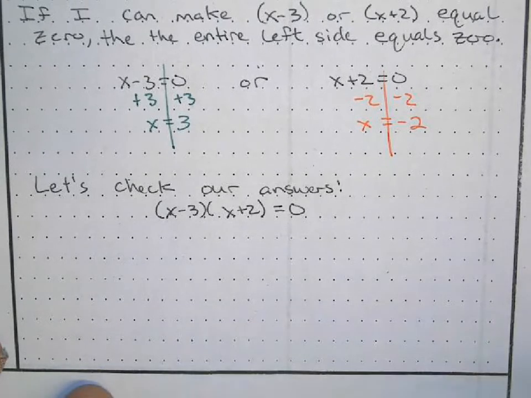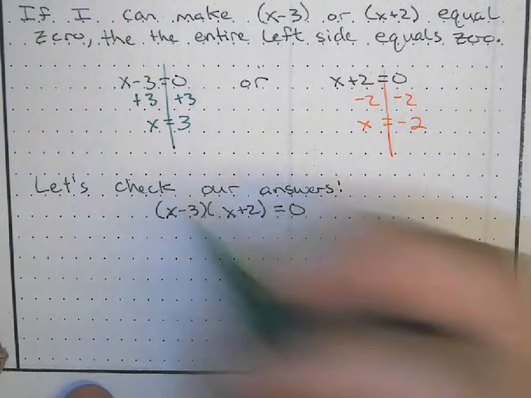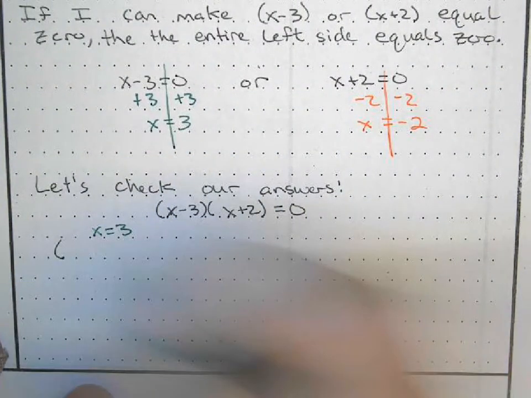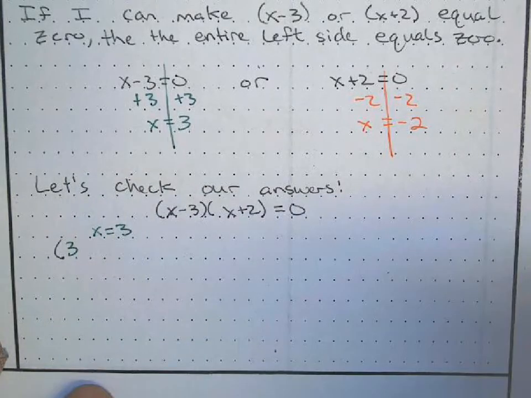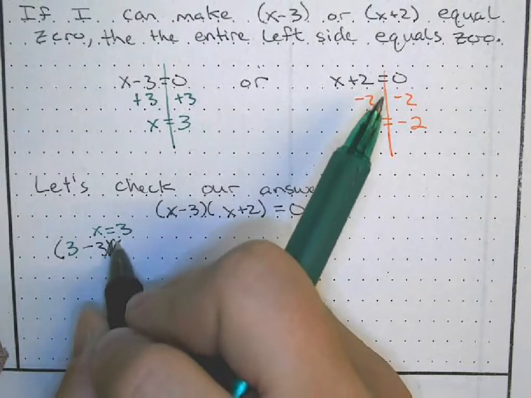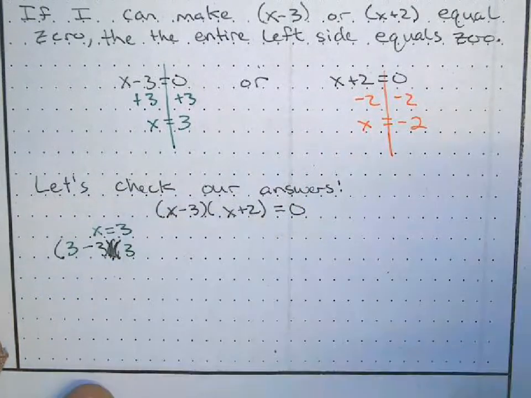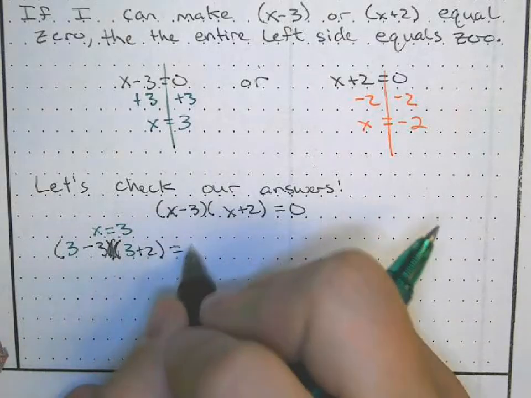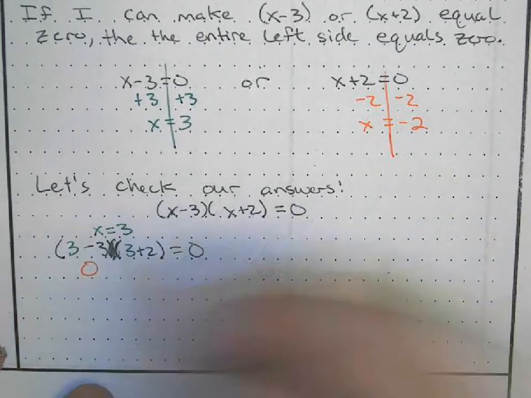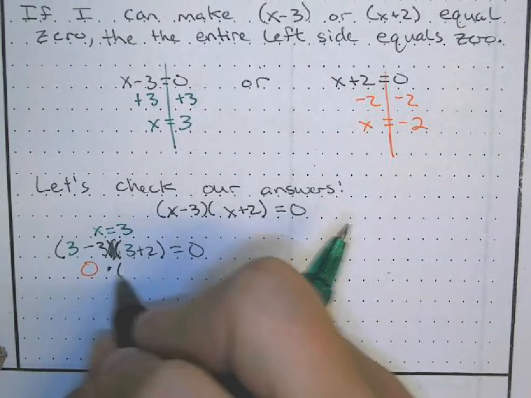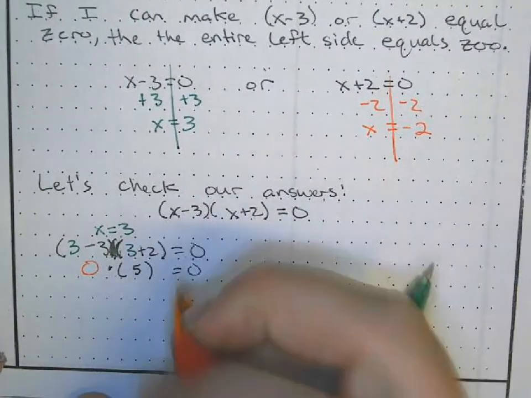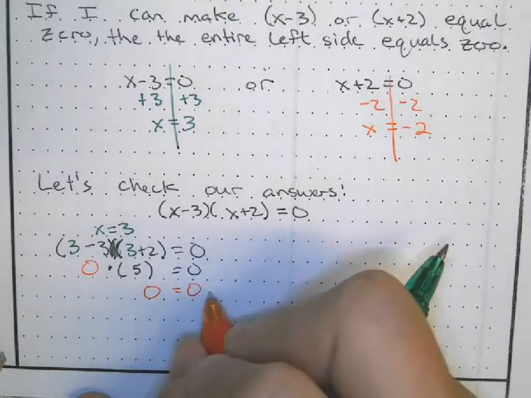So we're going to plug in 3. This is my x equals 3 side. So I'm going to have 3, just changing the x into 3, minus 3 times 3 plus 2 equals 0. Well, 3 minus 3, there's my 0, times 5 equals 0. And 0 times 5 is 0, and we get 0 equals 0.